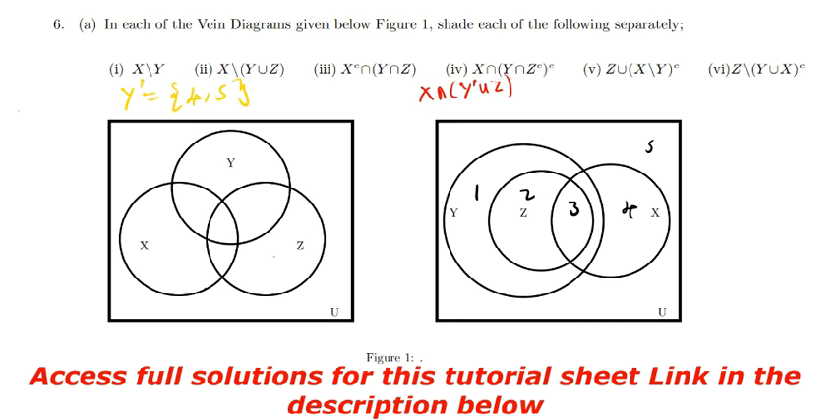Then what about Y complement union Z? So when we say union, it simply means add. So now let's add elements which are in Y complement and also in Z. So Z has got elements 2 and 3. So let's add 2 and 3 to what we have there. So that is going to be 2, 3, then 4, and 5. So this is going to be Y complement union Z.